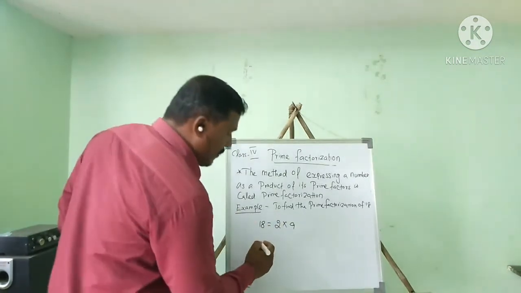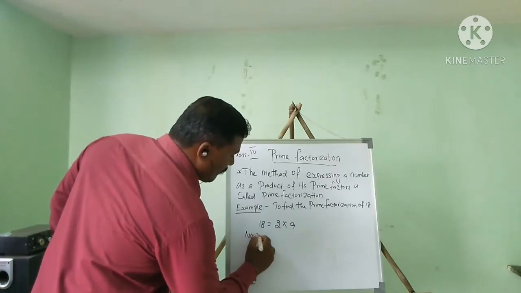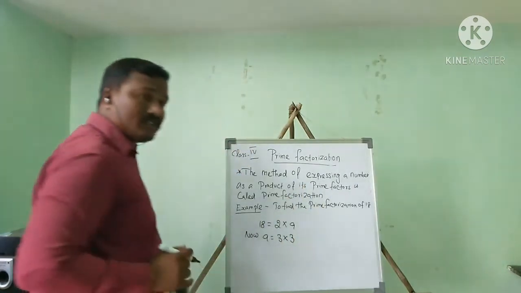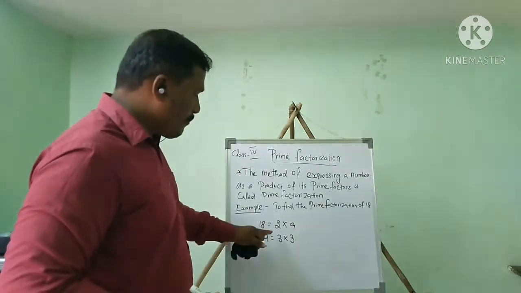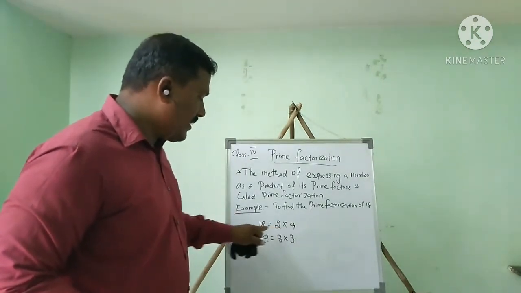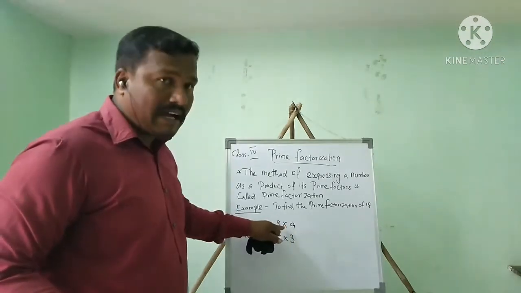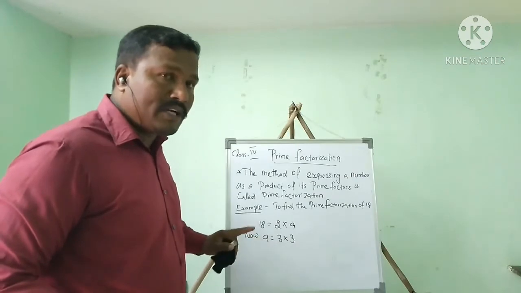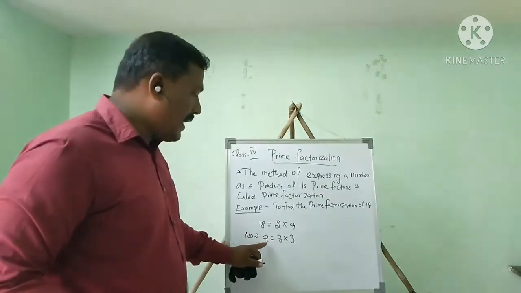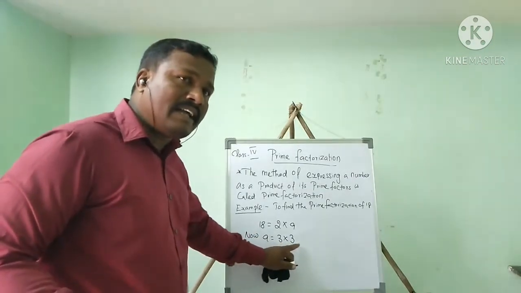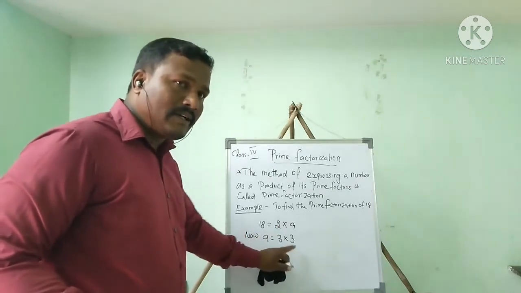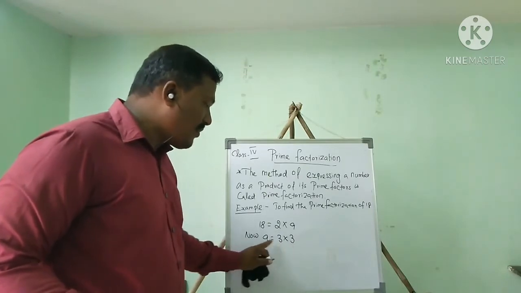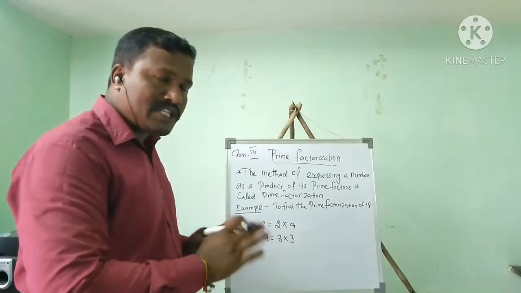9 is equal to 3 into 3. Yes or no? See, 18, 2 9s are 18. 2 and 9 are factors. You know very well 18 is the multiple of 2 and 9. Now, 9 is the multiple of 3 and 3, 3 into 3. Then 3 and 3 are the factors of 9. We know very well what is factor, what is multiple.